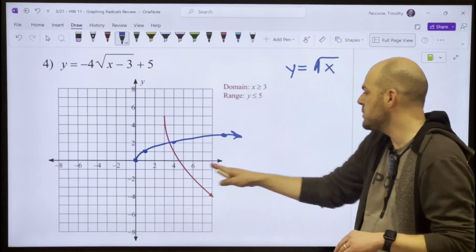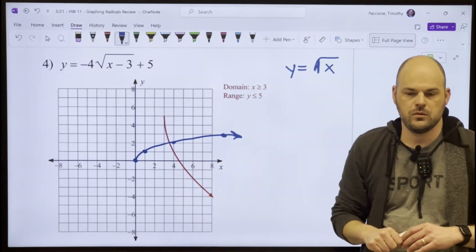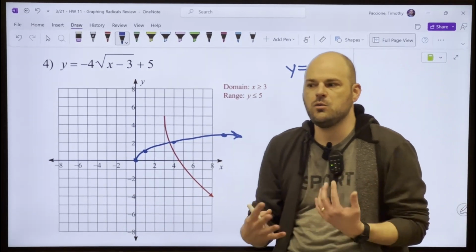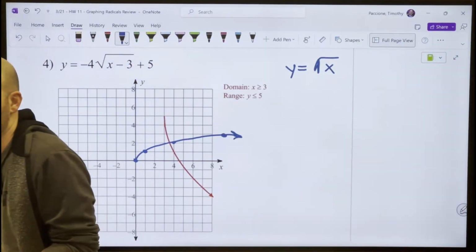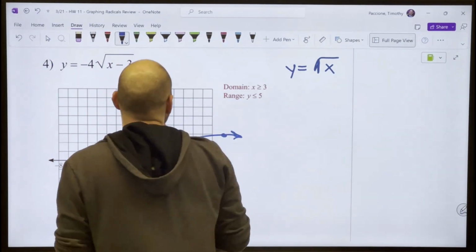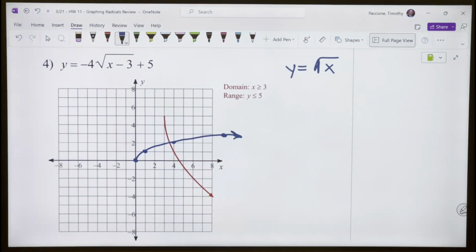If I went over 16, how much would I go up? 4. Exactly, right? So now full understanding. It's going to help you remember that pattern the next time. Okay, so that's the parent function. You could always add it to your graph if it helps. You don't have to if you just remember it.